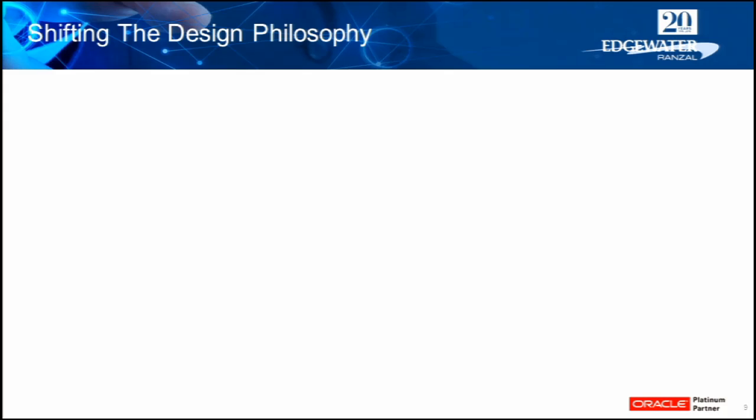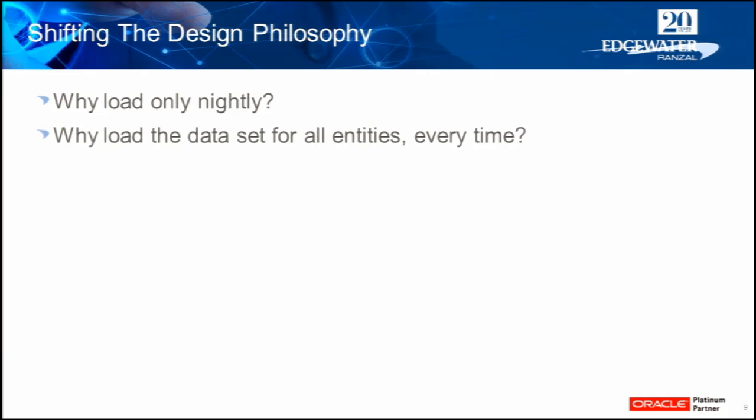So as we think about FDMEE, we got to start thinking about how do we shift that design philosophy of data integration. So why are we loading only nightly? Could we get data into the cube more often? Are users wanting data in the cube more often? Why are we loading for all entities every single time?